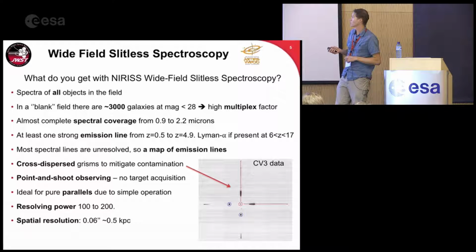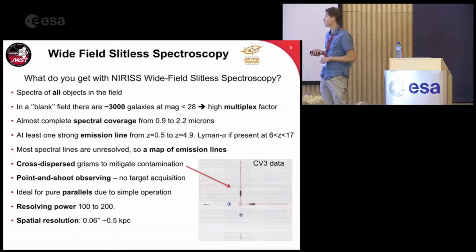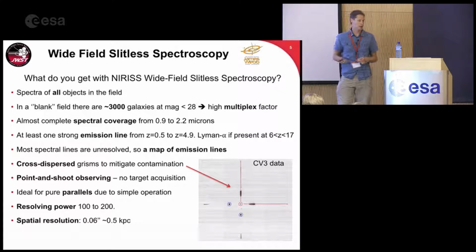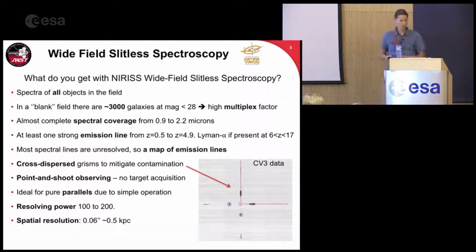I mentioned already the cross-dispersed GRISMs. It's a simple observing mode, so there's no target acquisition required. You just go straight to your field and start observing. And again, for parallels, this would be very useful mode. The resolving power ranges between 100 and 200, and the spatial resolution, each pixel is 60 milliarc seconds, so that corresponds to around half kiloparsec for high redshift galaxies.